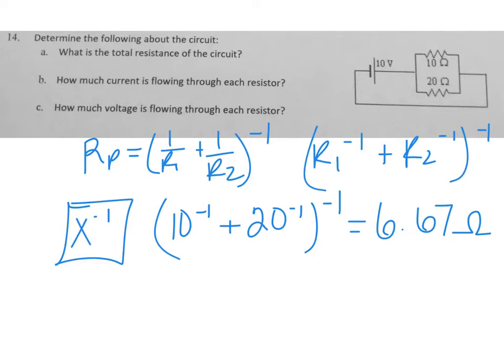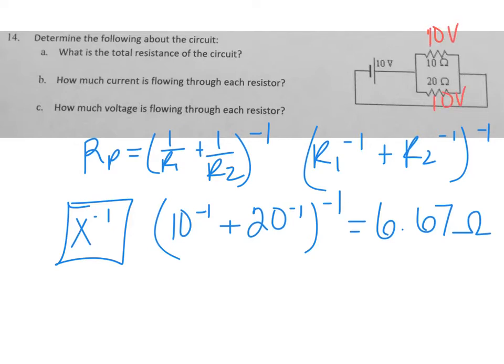Then we want to find the current and voltage through each. Now this is a parallel circuit, which means our voltage is the same through each branch of our circuit. So I'm going to skip over and fill in C first because I already know that. So this is going to be 10 volts, and then the other one is going to be 10 volts.